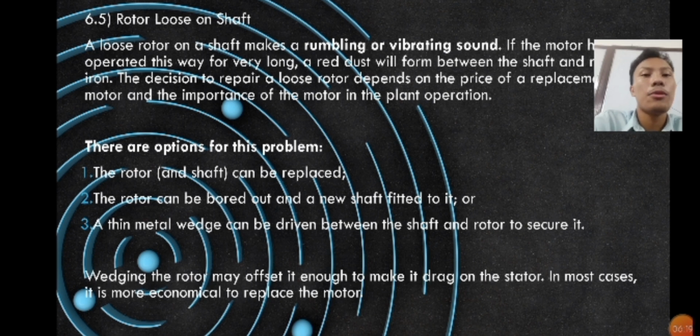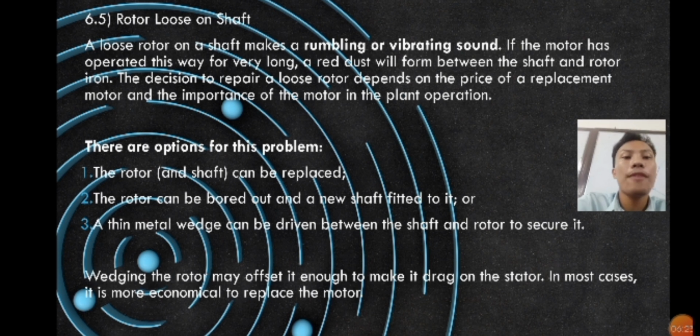Last, the rotor loose on shaft. A loose rotor on a shaft makes a rumbling or vibrating sound. If the motor has operated this way for a very long time, a red dust will form between the shaft and rotor iron. The decision to repair a loose rotor depends on the price of a replacement motor and the importance of the motor in the plant or operation.